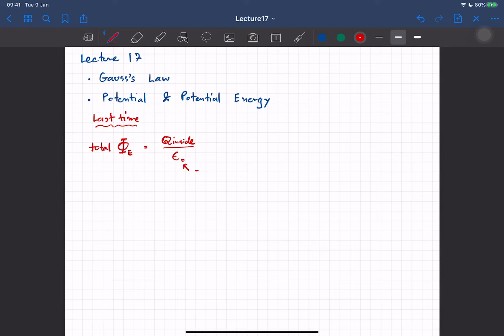This is pronounced epsilon 0, which is a constant. It's a fundamental constant in physics, so in other words, just a number. It's not as important as the other thing, which is the Q inside here. So this is what we call Gauss's law.